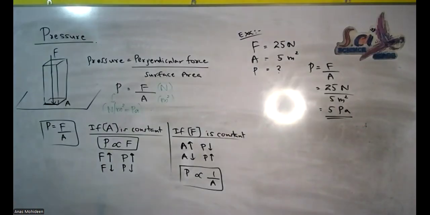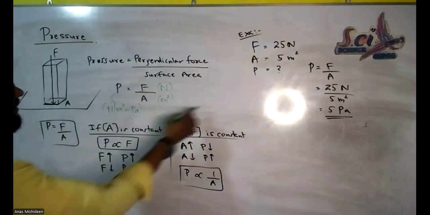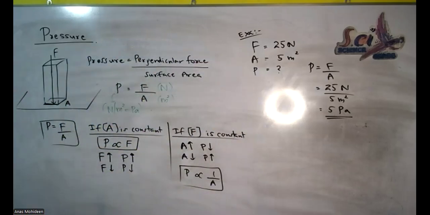So can I write this down quickly? Take a small note about pressure. So this is the formula that we are using now. Pressure equals force over area. P equals F over A.